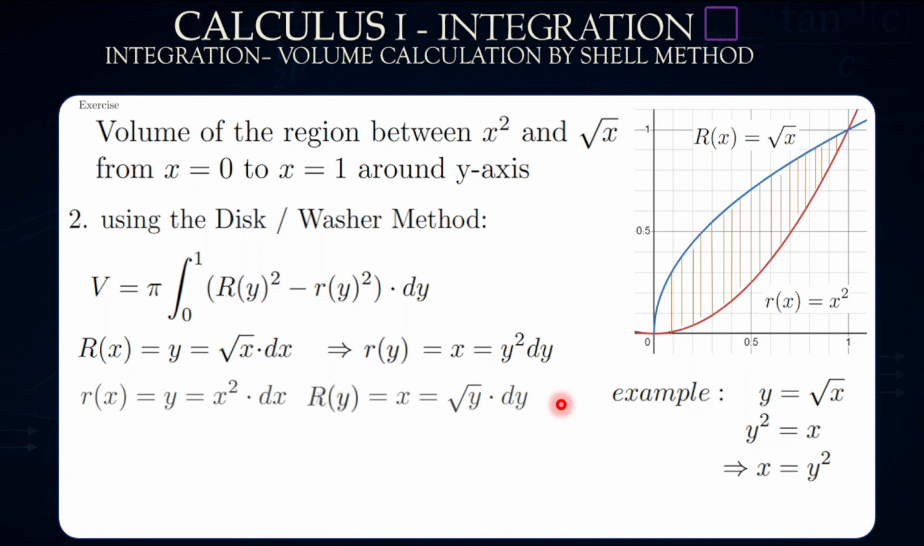The same thing for lowercase r(x): y equals x², so x equals √y. Now you have capital R(y) on the top, which is this one, and lowercase r(y) at the bottom.